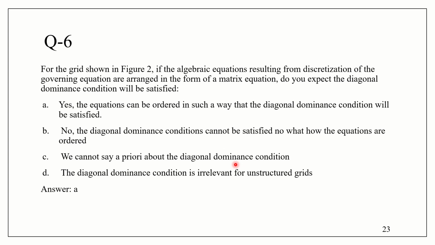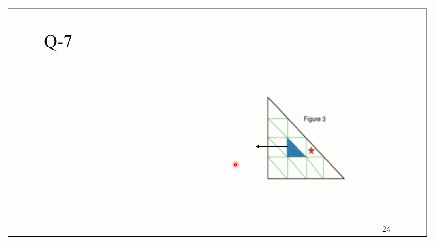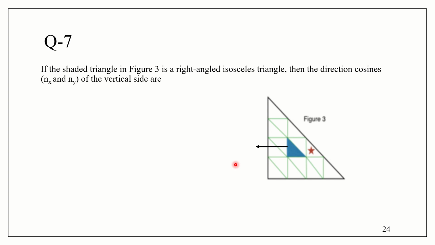Now we'll go to question 7. In question 7, it is asked that if the shaded triangle in figure 3 is a right angled isosceles triangle, then what are the direction cosines nx and ny of the vertical side. So what is asked? If the shaded triangle in figure 3, this is figure 3, is a right angled isosceles triangle, then the direction cosines nx and ny of the vertical side are.